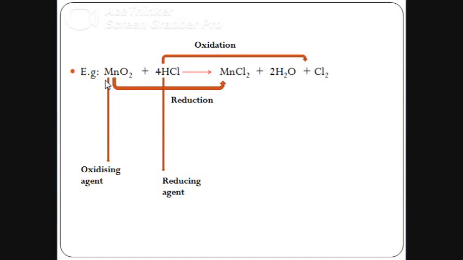So to make your concept easier, the oxidizing agent will be the one where the reduction takes place, and the reducing agent will be the one where the oxidation takes place. And always remember, oxidation and reduction, and the oxidizing agent and reducing agent, will be on the reactant side only.